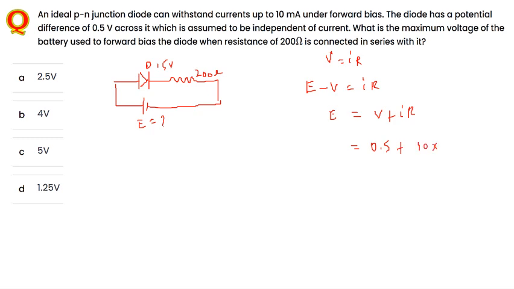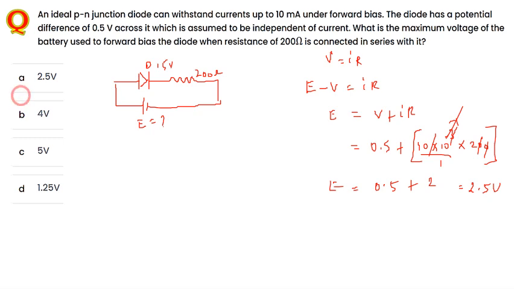So I just mentioned here 10 into 10 power minus 3 ampere of current, and the resistance they have given is 200 ohm. From these two, the powers reduce: this is minus 1 and this one will be cancelled. So what you are going to have here is 0.5 plus 2 into 1. See here, this is 1 and this one is 2. So what you are going to have is 2.5 volt, that is your battery potential. So the answer here is 2.5 volt.